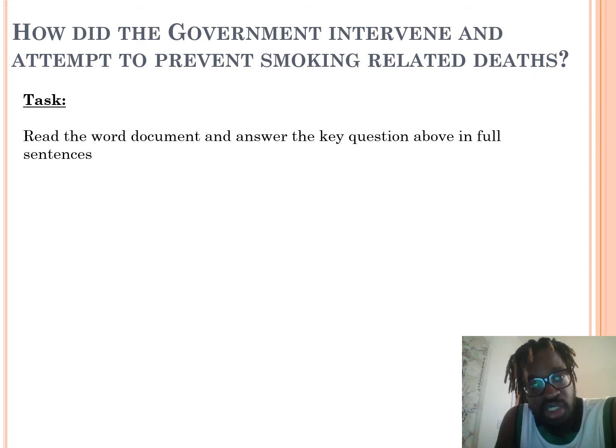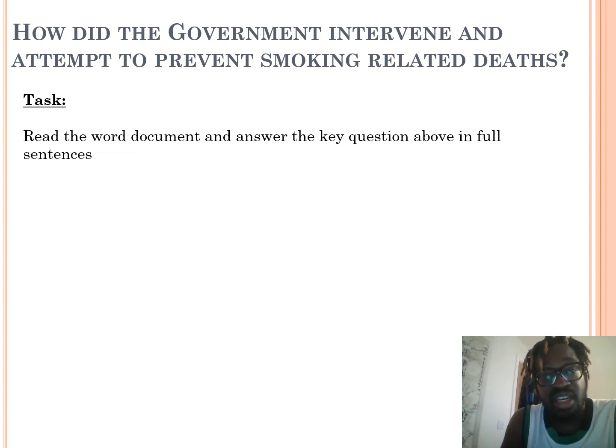This final question: how did the government intervene and attempt to prevent smoking-related deaths? When we think lung cancer today, the majority of you should think, well, smoking. That's why people get lung cancer. It's not the only reason, but it's one of the big reasons. So again, read the rest of the Word document and just answer the question. How did the government intervene and attempt to prevent smoking-related deaths?